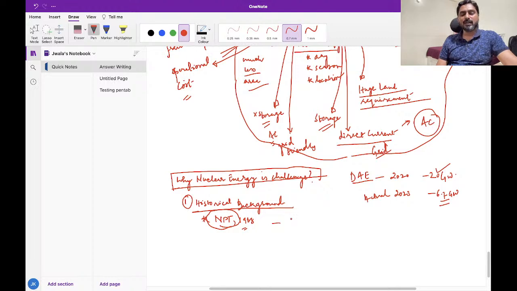India did not have access or support from other countries to develop its nuclear capacity because of this NPT, because India did not sign it. And later, in 1974, India went for Pokhran 1. India tested its first nuclear weapon.